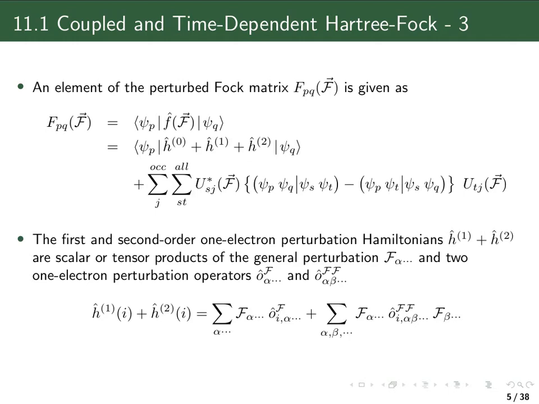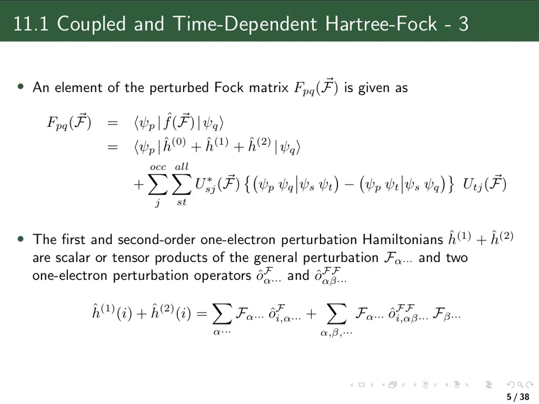Later on, it will also be useful to remember that we express the first and second order perturbation operators as a product of a component of the external field, here for the first order term one component of the external field, and an operator which solely depends on electronic coordinates, momentum, or electronic spin. And the second order Hamiltonian is then the product of, again, such an operator with two components of the field.